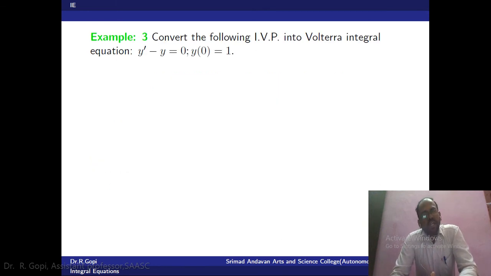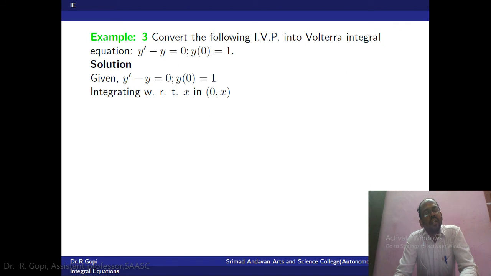Then an example: convert the following initial value problem into a Volterra integral equation, y double dash minus y equal to 0, with initial condition y of 0 equal to 1. This question was asked in the GATE exam. The solution is: first, the given differential equation is y dash minus y equal to 0 and y of 0 equal to 1.